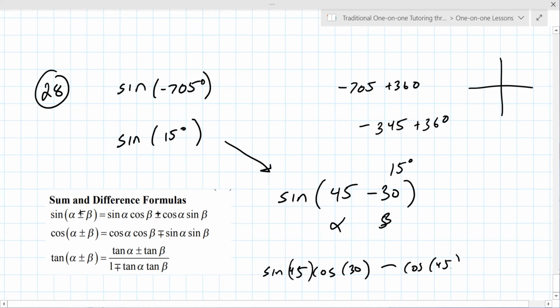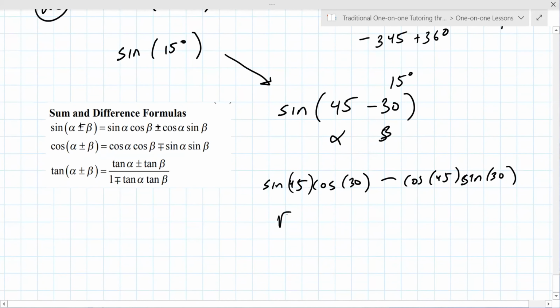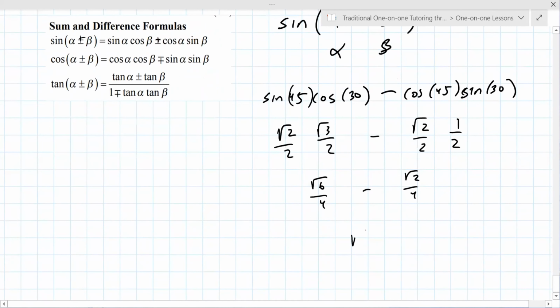Cosine 45, sine 30, which means you have to know your unit circle. Square root of 2 over 2, square root of 3 over 2, square root of 2 over 2, 1/2. So this becomes the square root of 6 over 4 minus square root of 2 over 4. So it becomes square root of 6 minus square root of 2, over 4.